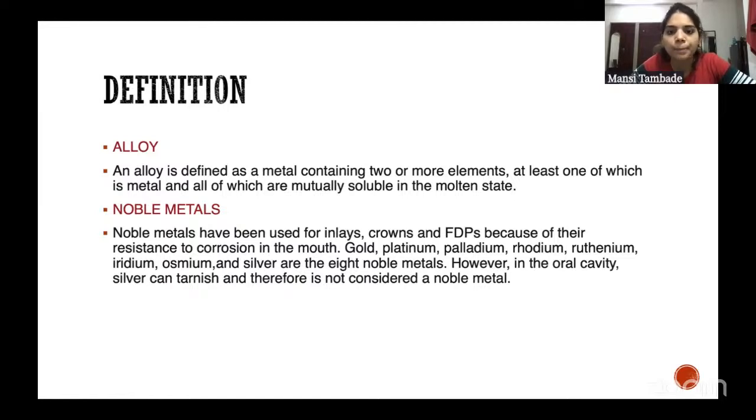Gold, platinum, palladium, rhodium, ruthenium, iridium, osmium, and silver are the 8 noble metals. However, in the oral cavity, silver can tarnish and therefore is not considered a noble metal.